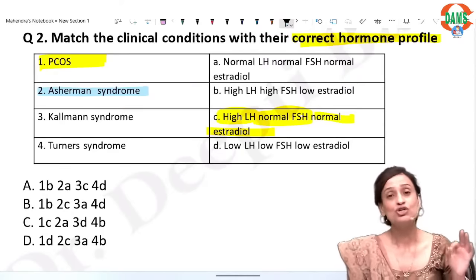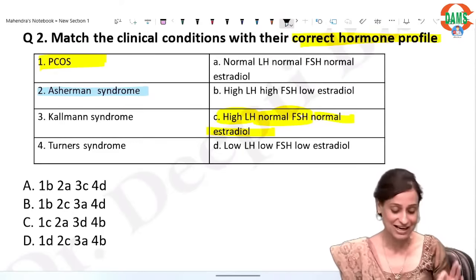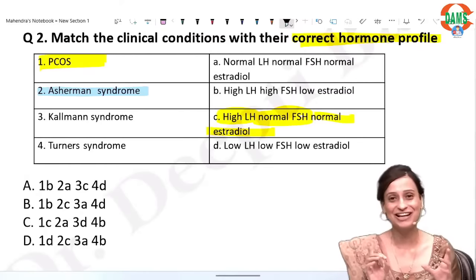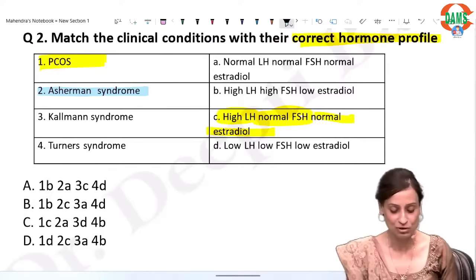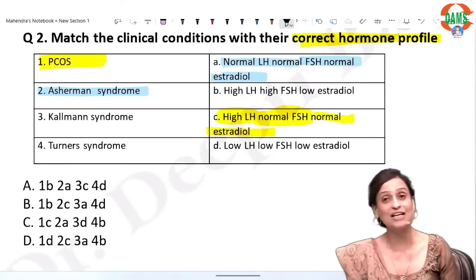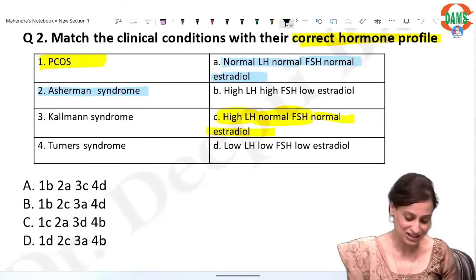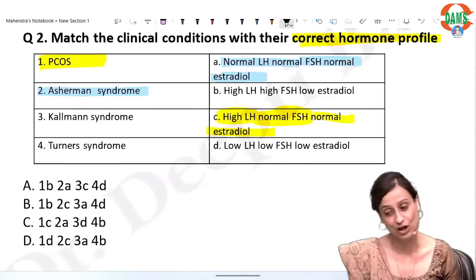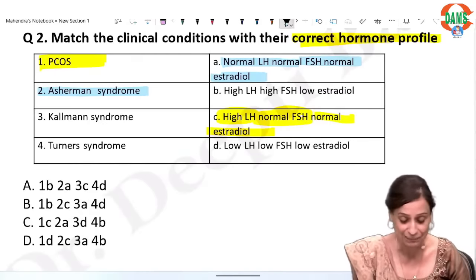Asherman syndrome. So intrauterine adhesions or synechiae. Remember, everything apart from the uterus here, or the outflow tract, is normal. So there will be normal LH, normal FSH as well as normal estradiol, right? So what is the correct combination? A. So for Asherman syndrome, it is going to be A.